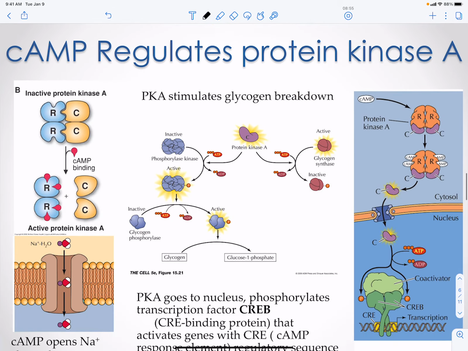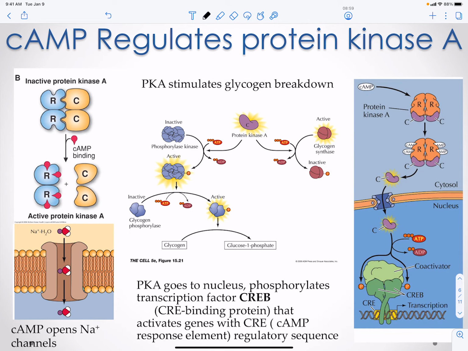Now, cyclic AMP, of course, regulates protein kinase A, as we know, but there are a few things we need to add to the story here. So we already know that cyclic AMP binds to the regulators of protein kinase A, and that releases protein kinase A. Cyclic AMP also has the ability to open sodium channels in some cells, and so it can be involved in ion transport.